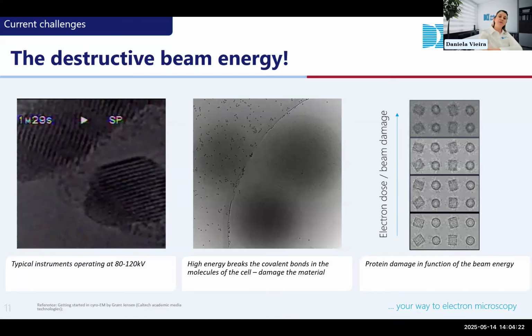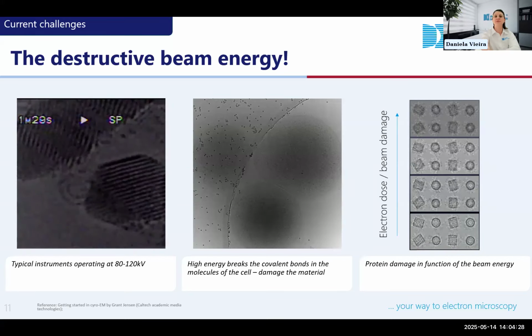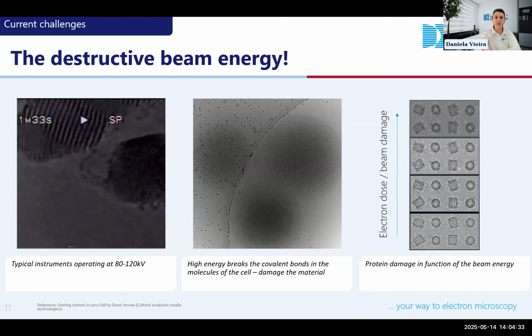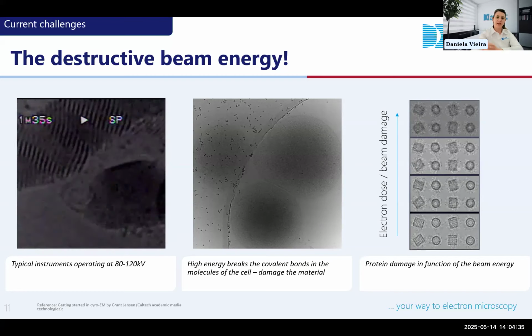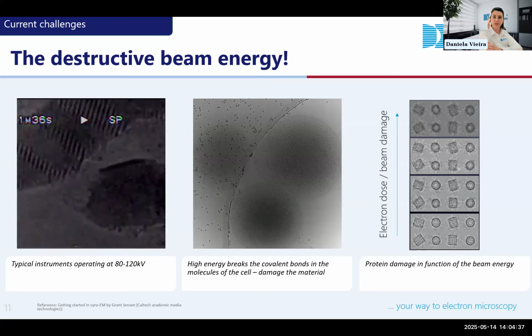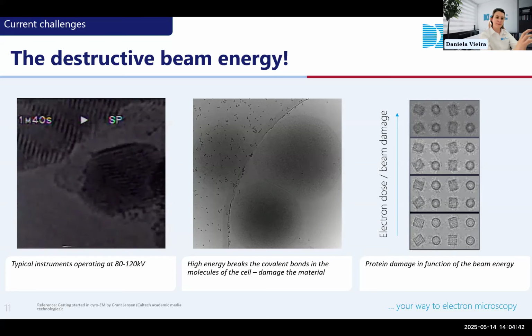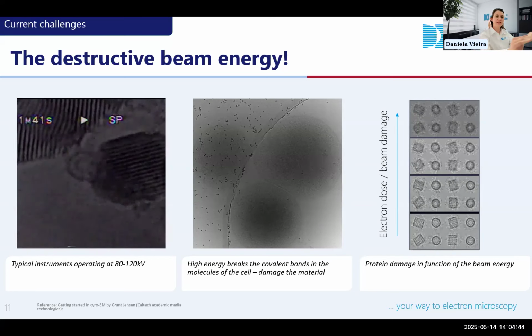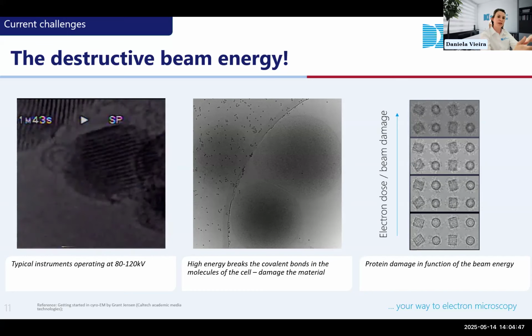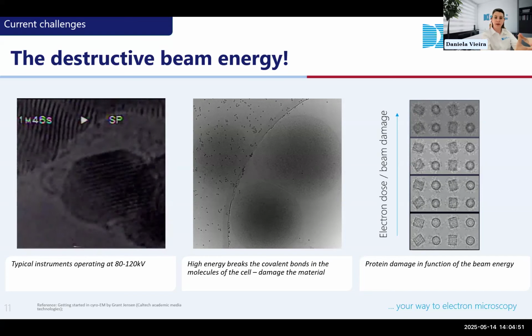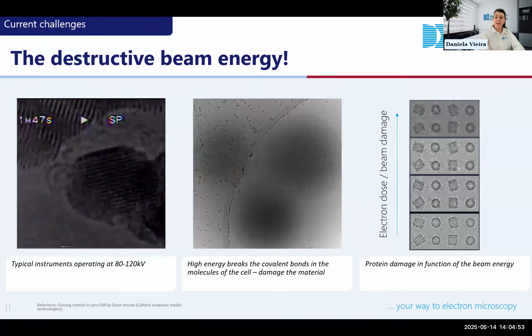Another challenge for high voltage TEM systems is the destructive beam energy. I will just show a few examples here. In the first video, this is a gold bead. It's an inorganic material, shown at higher magnification and higher accelerating voltage. As we can see, when the beam reaches the bead, it moves. You see the structural planes moving, and you see that movement. So imagine what it can do when we are talking about a biological, organic sample.